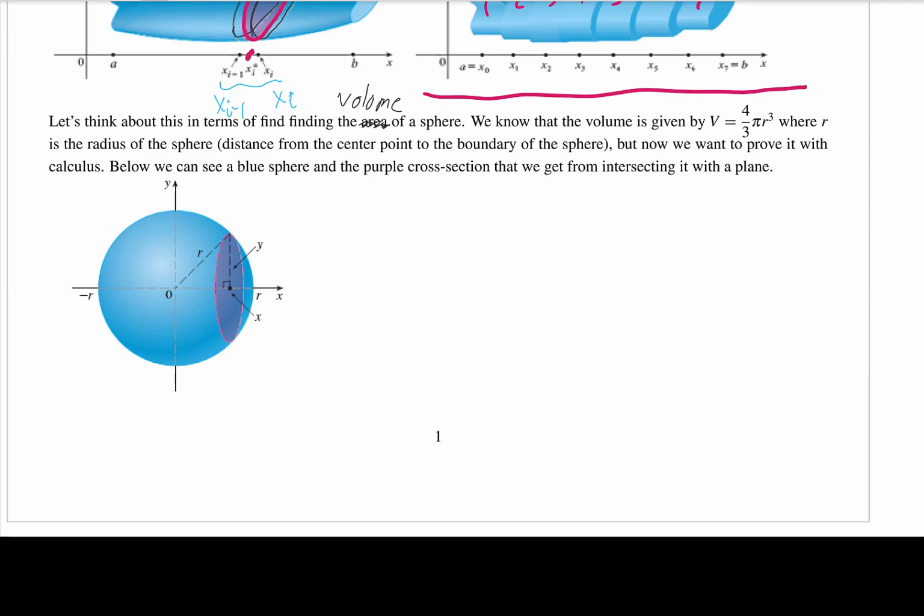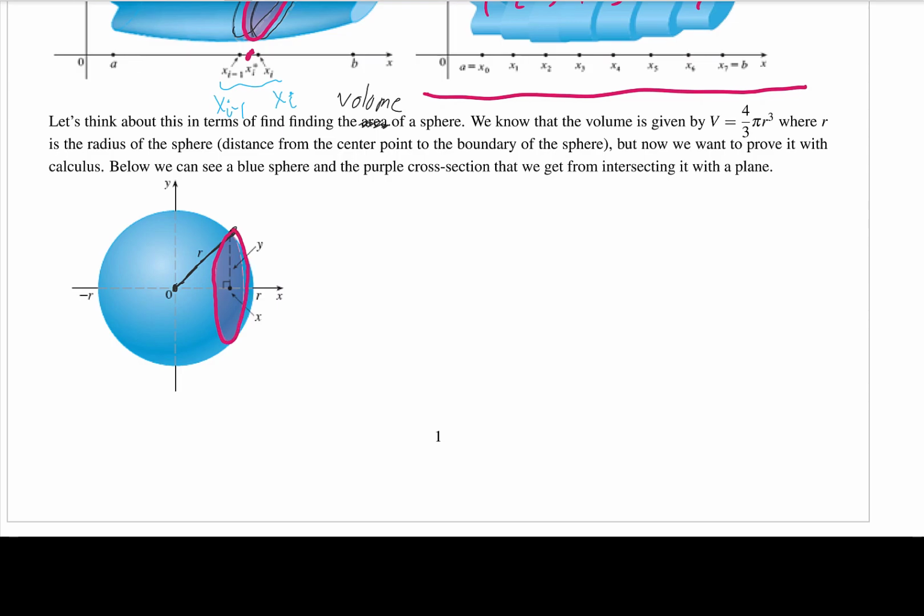And we're going to have r is the radius of this sphere, right? So the radius of a sphere, if we're centering the sphere at the origin, then we take the center and we extend to the boundary, right? So we just take some point on the boundary, so maybe like this point. And then the radius is going to be the distance of this line. Okay, but now we want to prove that this formula is true, and we want to prove that it's true with calculus.